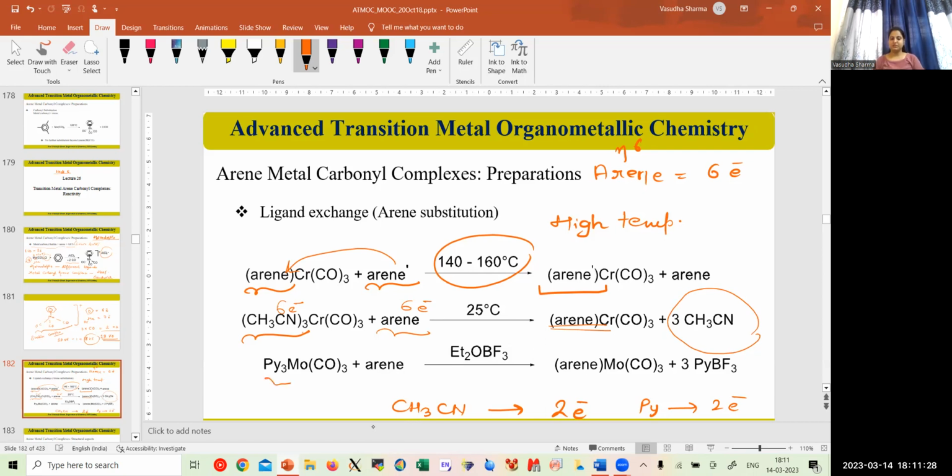Another thing is pyridine, where pyridine is also having 2 electrons, where this will participate as a 2 electron donor and arene can replace all the 3. And since we have BF3, when pyridine is coming out of that reaction, it can coordinate with BF3 very easily, making an adduct kind of compound. I will show you.